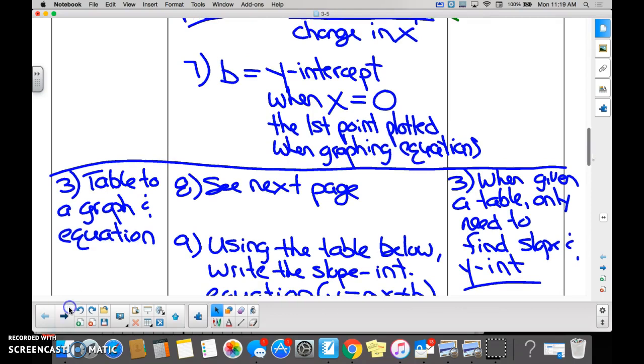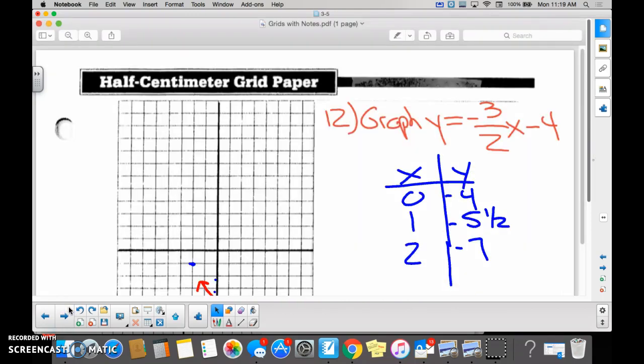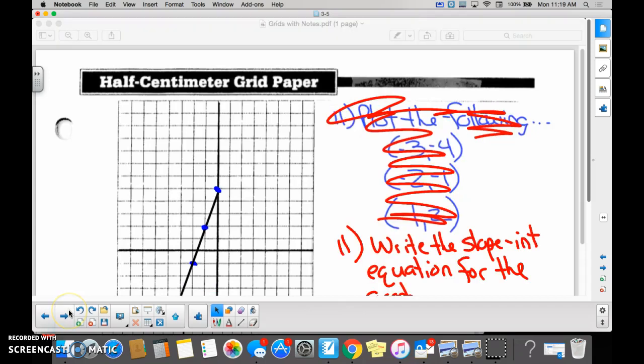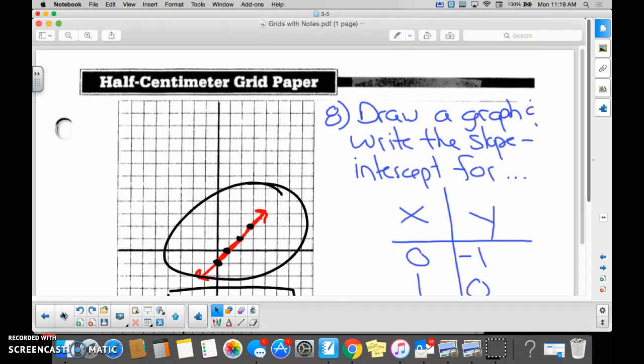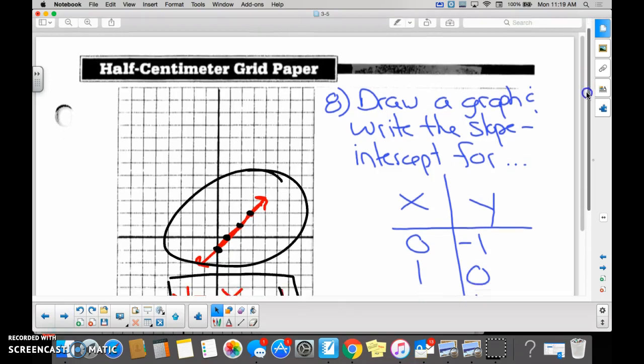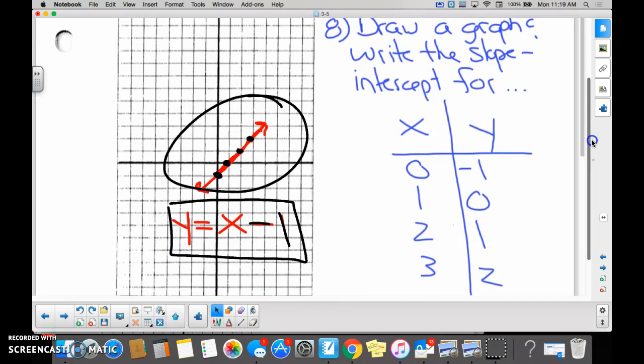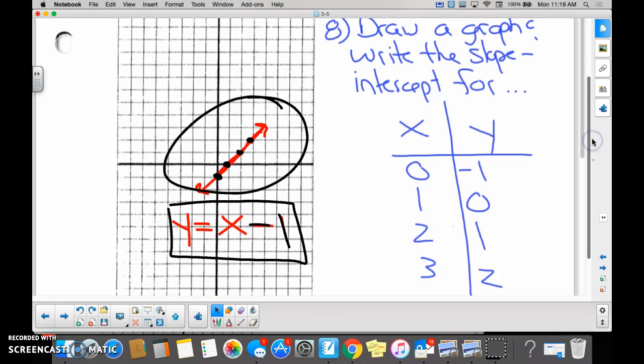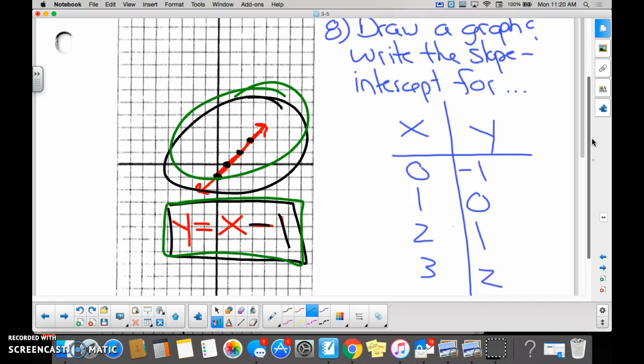Table to a graph. I gave you a table, and you needed to produce a graph. So you plotted the points, yes, no? I gave you a table, you need to produce a graph, and then slope intercept. So we plotted the points, we drew a graph right here, and then using the graph and using our table, we produced y equals mx plus b.